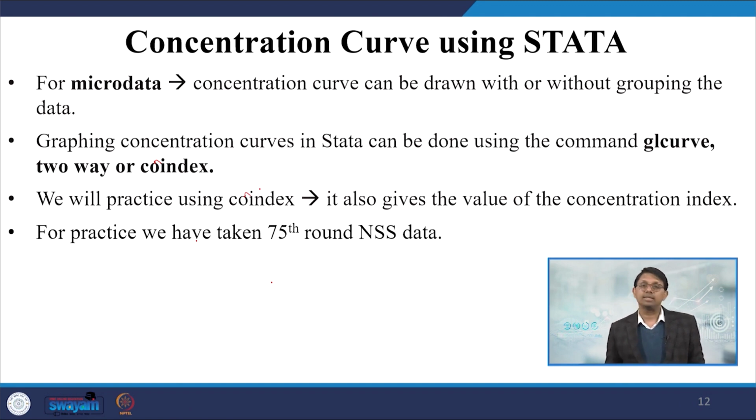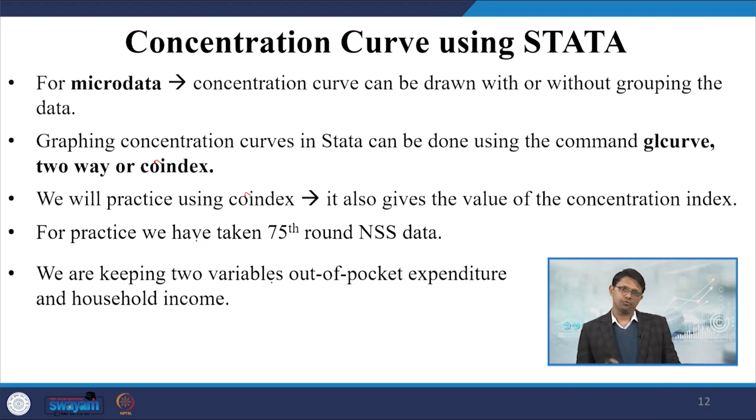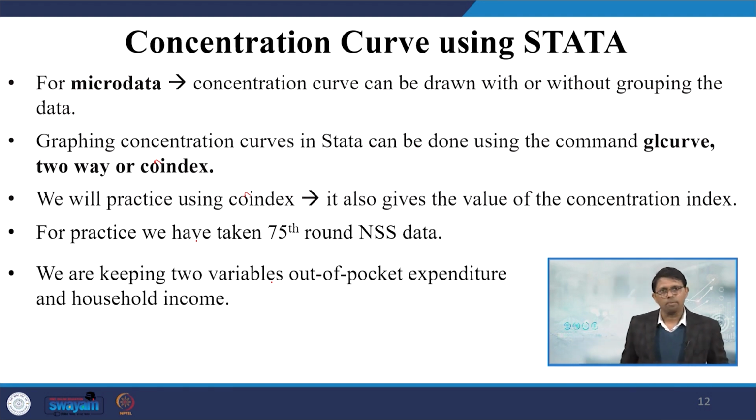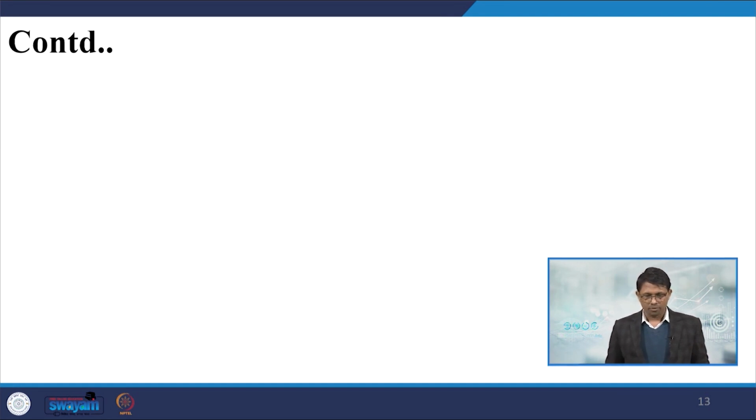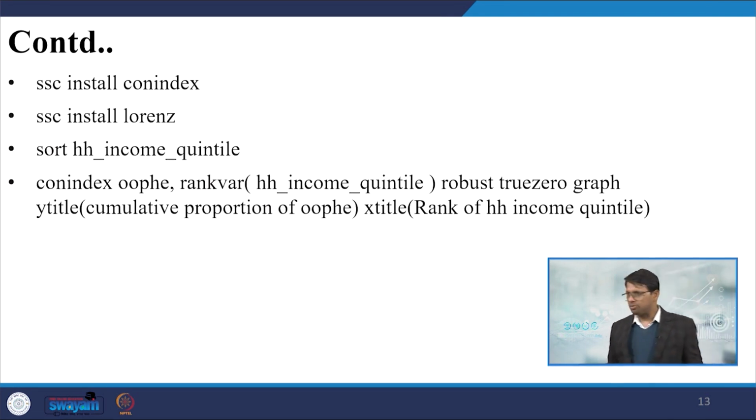For practice, we have taken the data, that is the latest health survey data called NSS 75th round, which was conducted in 2017-18, and we are keeping two variables for deriving the concentration curve, that is out of pocket expenditure on healthcare and the living standard, that is household income. So, we are supposed to load the data in Stata, and then some operations we need to do. We need to install conindex, then Lorenz curve packages, and follow next steps accordingly. Okay. So, these are all there. So, we need to just move to the Stata.